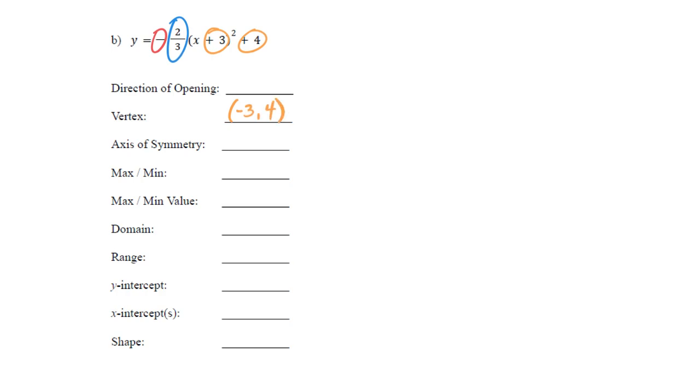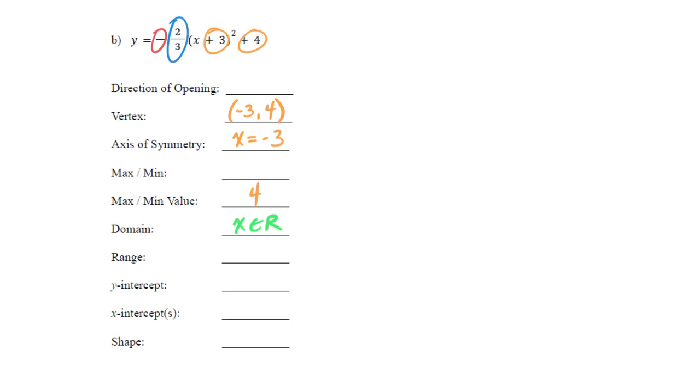Hopefully we match up, because as soon as we know our vertex, then all of those other things fall in line. I know my max-min value is 4. I'm going to fill in my domain right now because I already know that. But I don't know anything else based on it. So that at least gives me that.